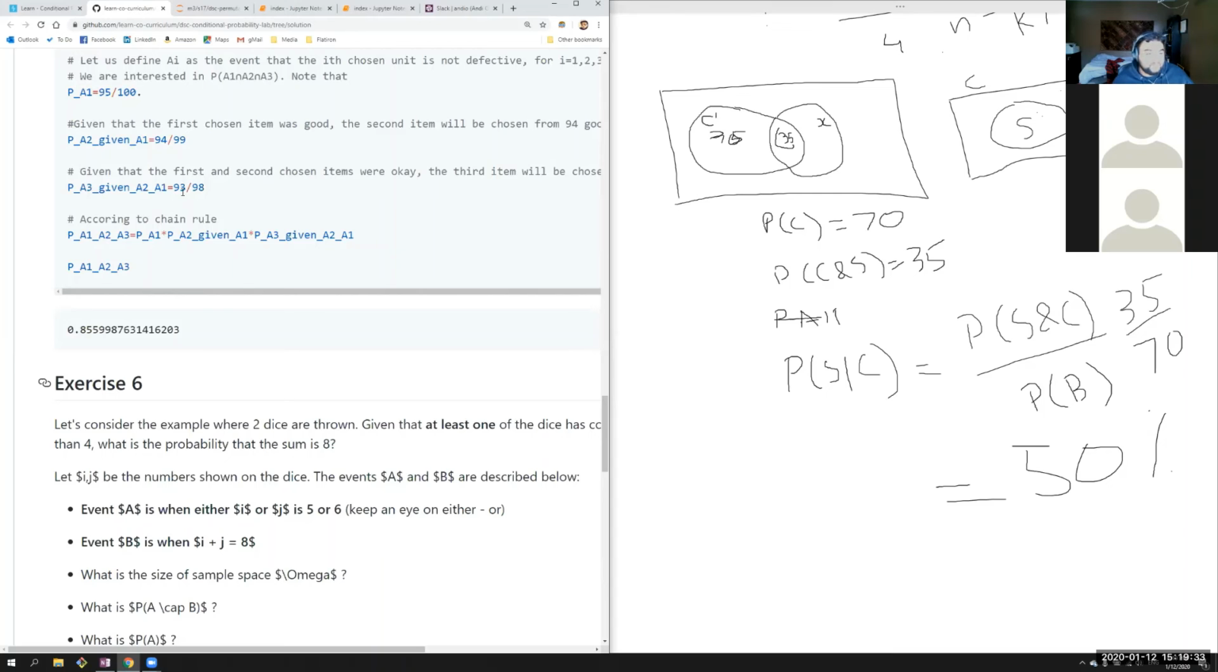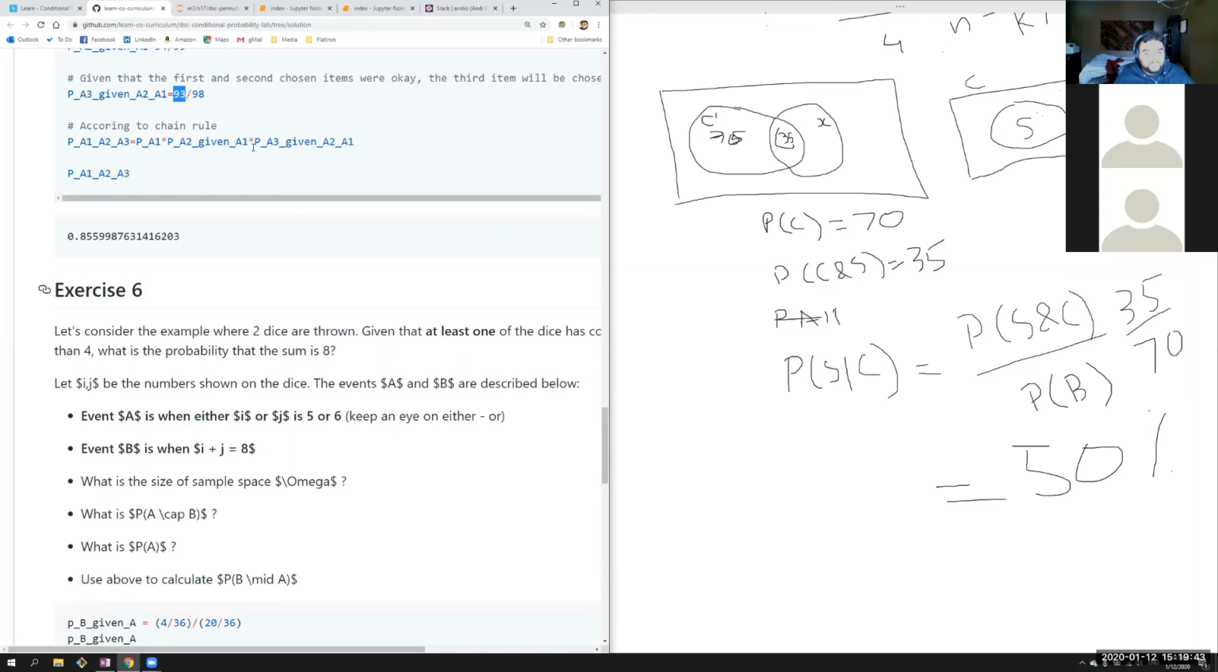And then the third one is the same thing, right? Now that we've picked 2 that are not defective, we're left with 98 total items, 93 of which are not defective. And then we just multiply them by each other. That's going to give us a probability. There's an 85% chance that we're going to pick 3 items that are not defective.